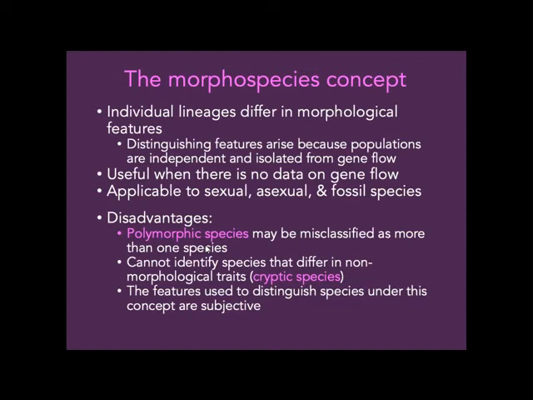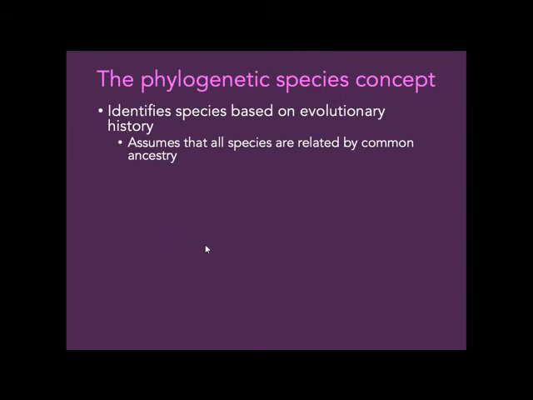The third problem is which kinds of morphological features are important, right? So that can be subjective. So you would have to decide, okay, what's more important, whether you have double antennae or whether you have an extra section in your body, okay? And if you choose wrong, you may incorrectly identify species.